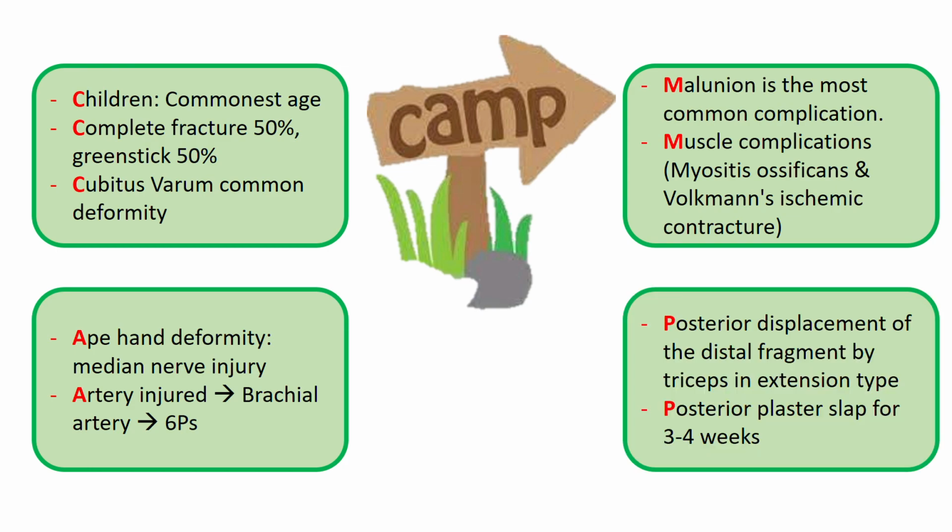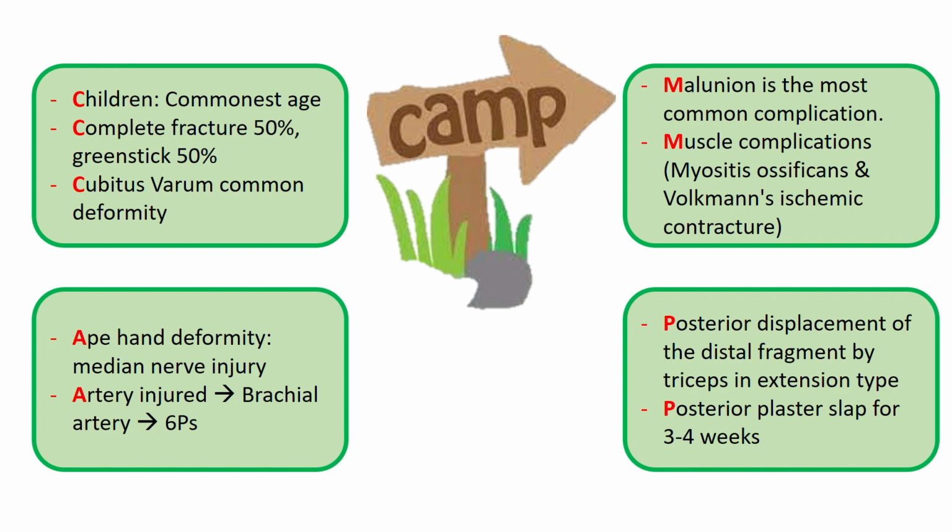For letter P, we will know that posterior displacement of the distal fragment by the triceps occurs in the extension type, and the opposite occurs in the flexion type, in which anterior displacement of the distal fragment by biceps and brachialis occurs. Finally, the last P will be about the treatment, which is posterior plaster slab for 3 to 4 weeks.